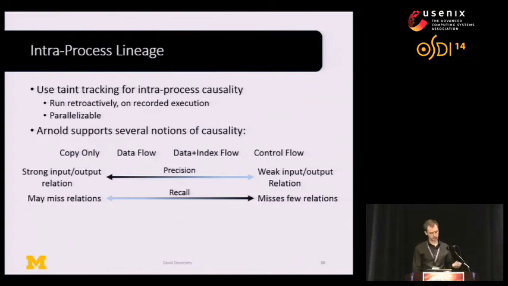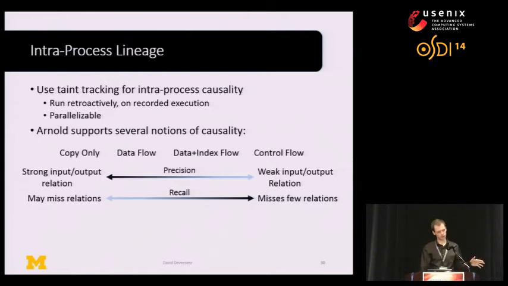Here I show you the four types. Copy flow, or direct copying of the data only. It's not used in any mathematic operations. Data flow. Now, data flow considers things with arithmetic operations, like if you used the data as an argument to an addition, the result would be tainted. We have data plus index flow, which is data flow including accesses to arrays, and control flow, which is the standard control flow definition, where you're tainted if you're used in a control flow statement.